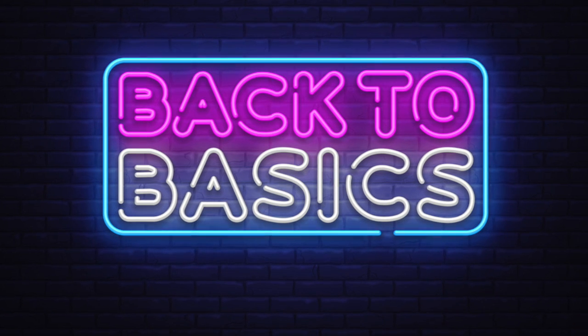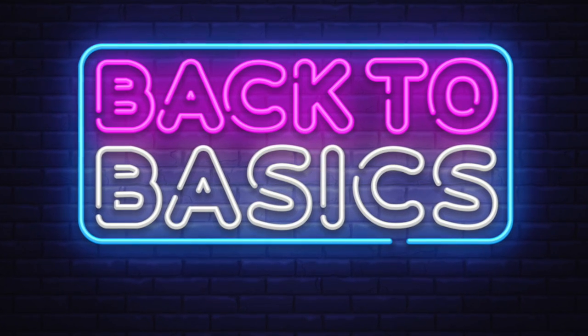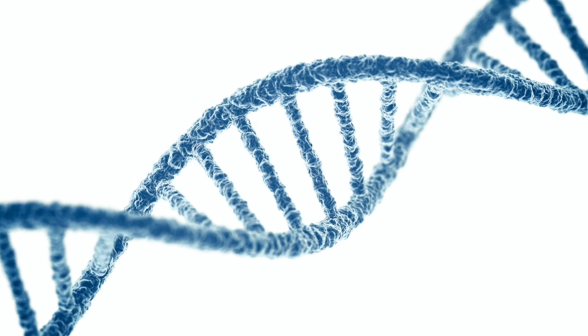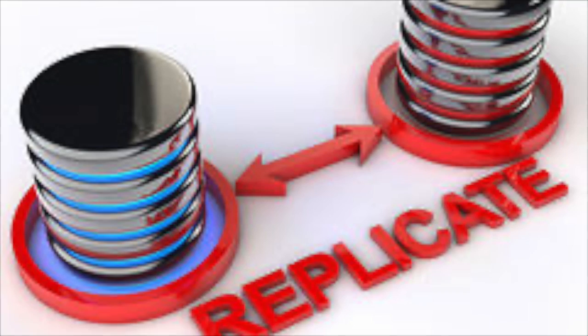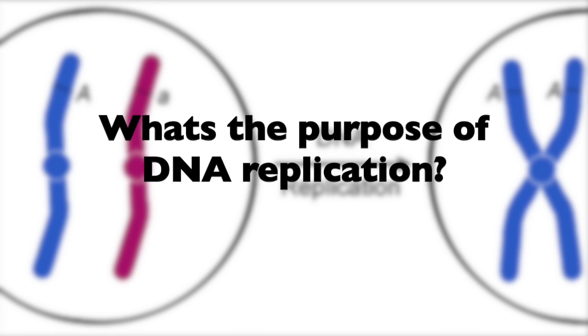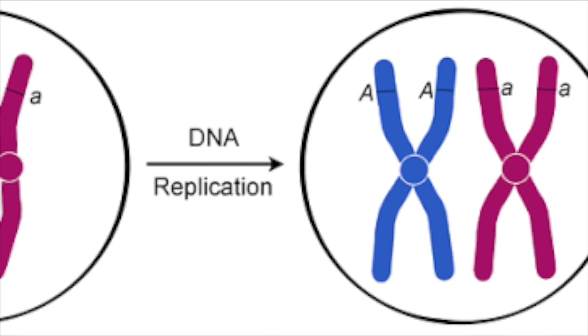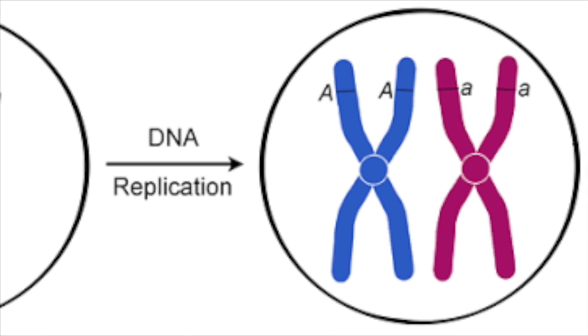First, let's talk about the basics, like what the purpose of DNA replication is, and then we'll get to the more important and juicy stuff. Let me set this straight. All organisms go through DNA replication. The purpose of DNA replication is to produce two identical copies of a DNA molecule. DNA replication is essential for mitosis.